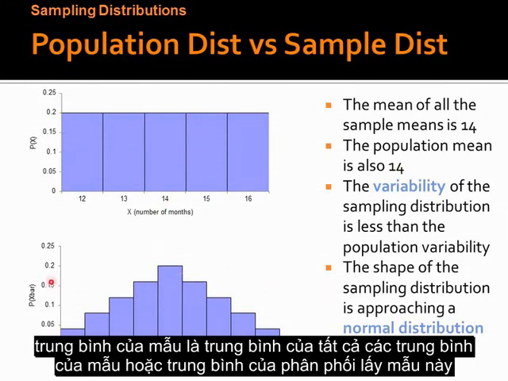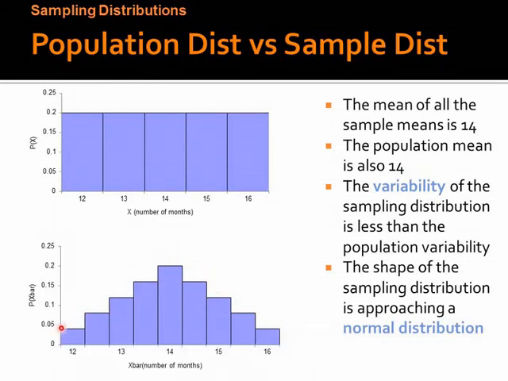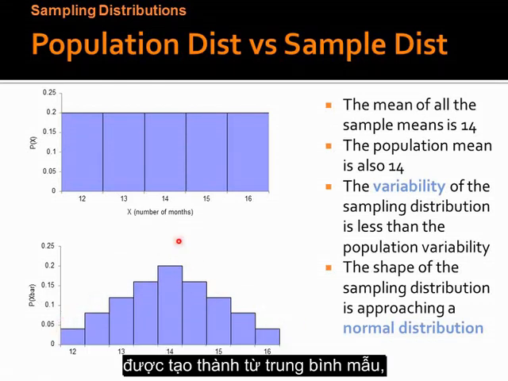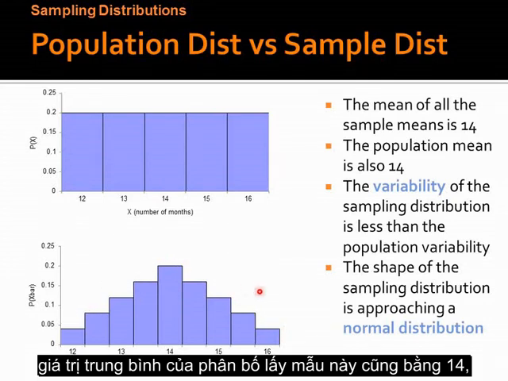Now, the population mean is 14. The mean of all the sample means, or the mean of this sampling distribution, which is made up of sample means, is also 14.